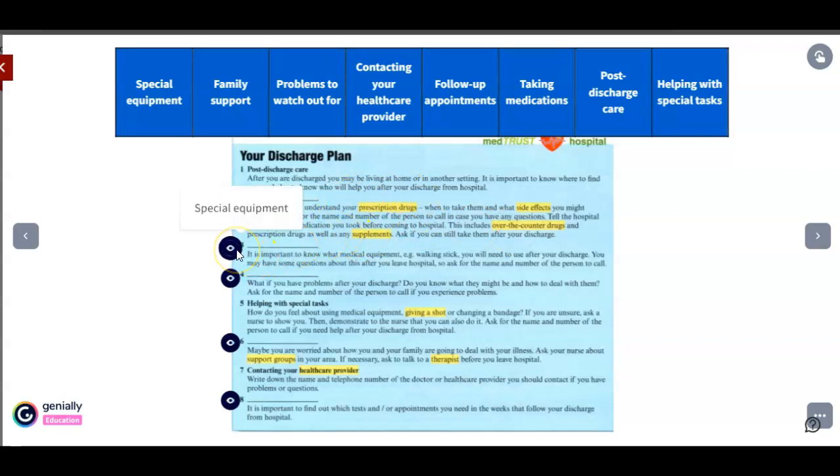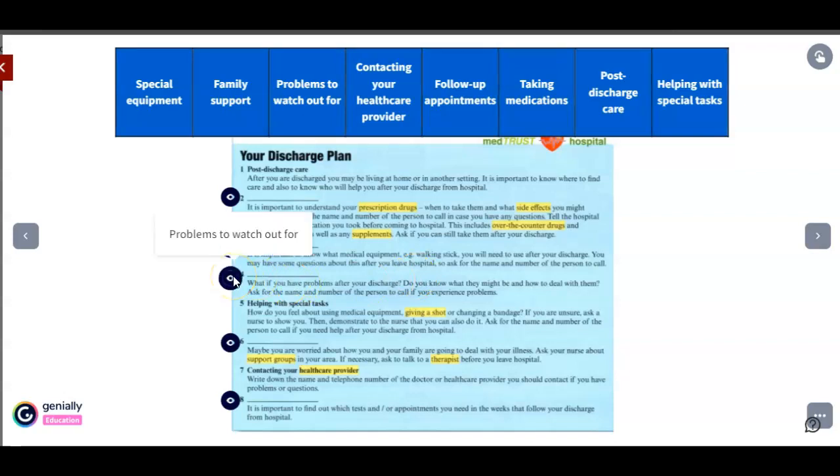The third aspect to consider is the special equipment, what we checked in the previous video. Okay, so we need to mention, for example, the walking stick, or if they will need something special when leaving the hospital, like the bars that we were checking. Maybe the family members need to include those elements in their houses, so it is important to mention this.